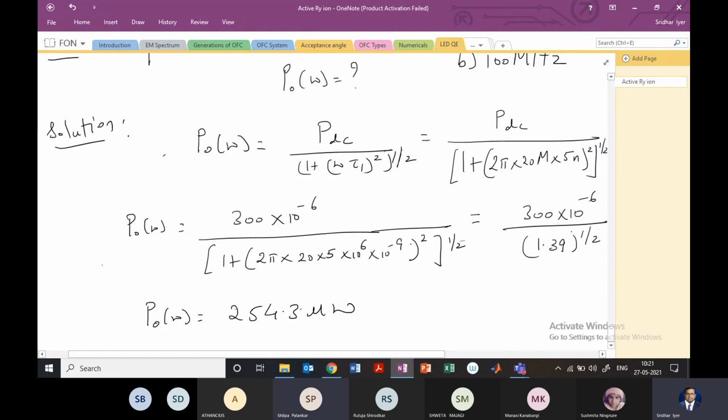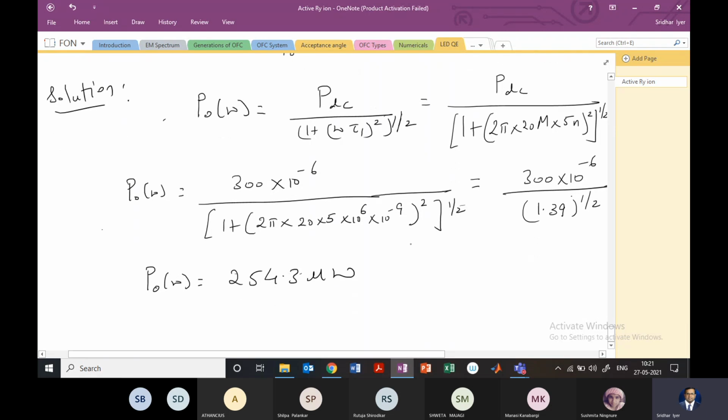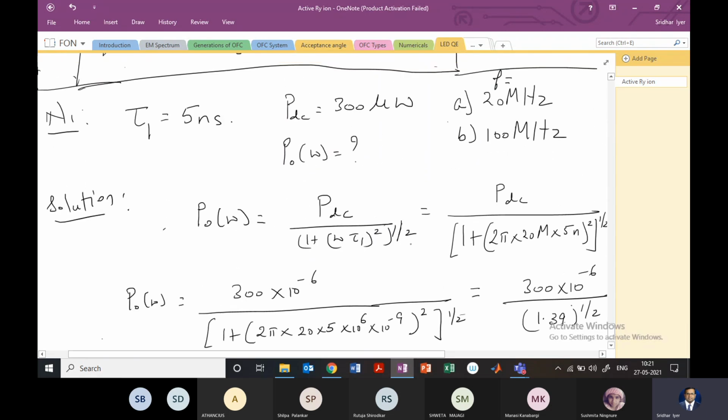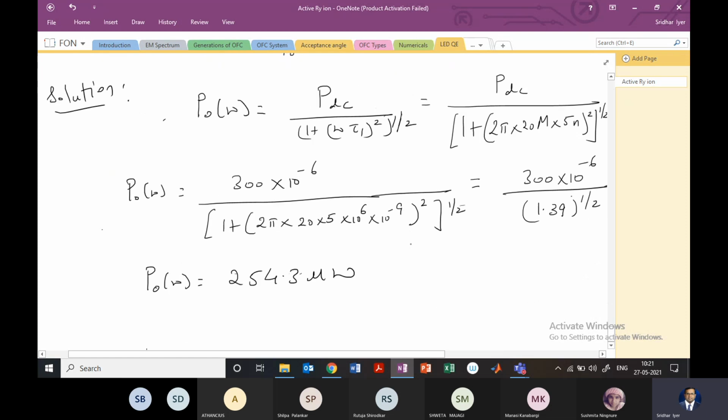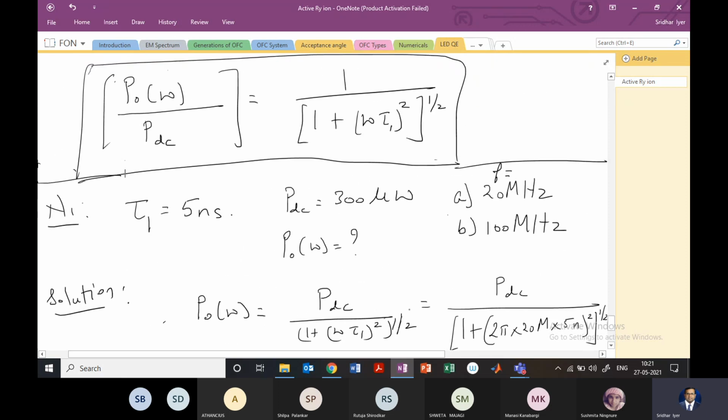Yes, sir. Okay. So you can try out the next frequency also. It's the same procedure, just the frequency is 100 megahertz. Let us see what answer we get. So P naught of omega in the second case will be 300 into 10 raised to negative 6, and that second frequency is 100 megahertz.